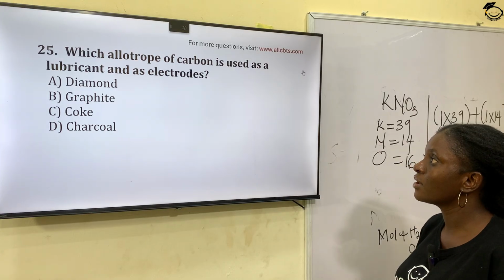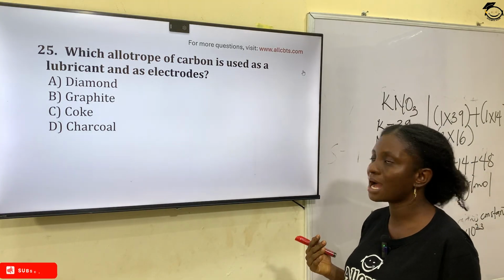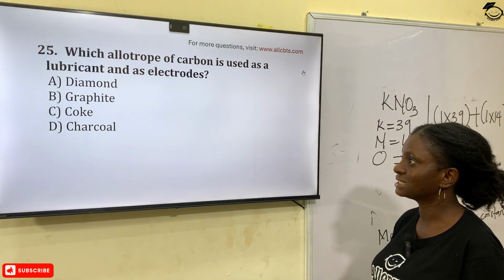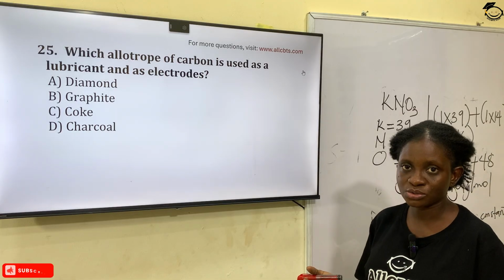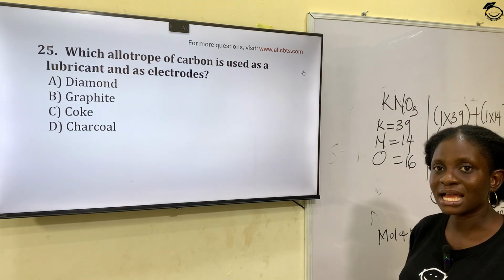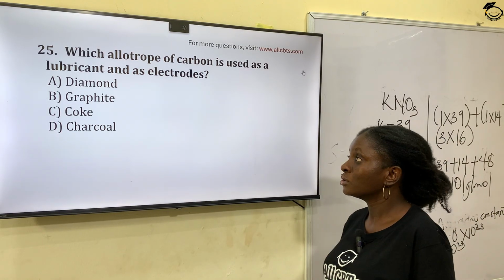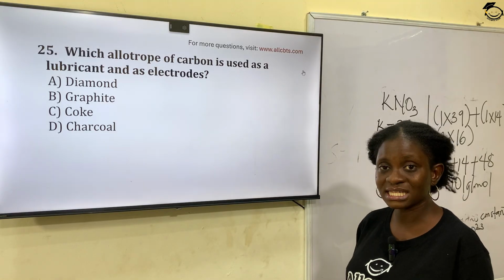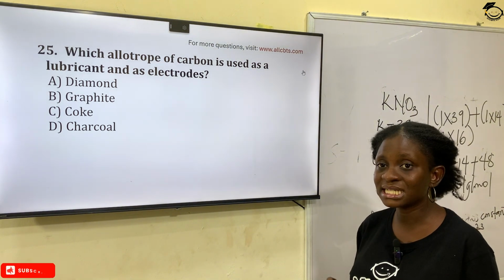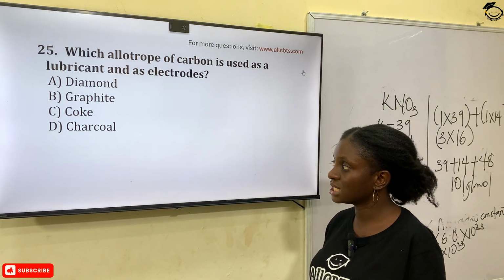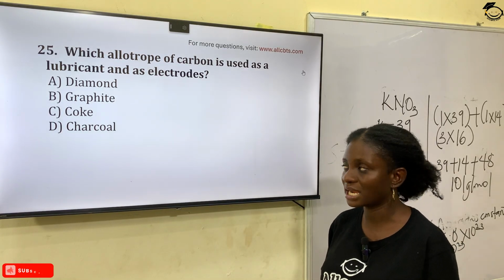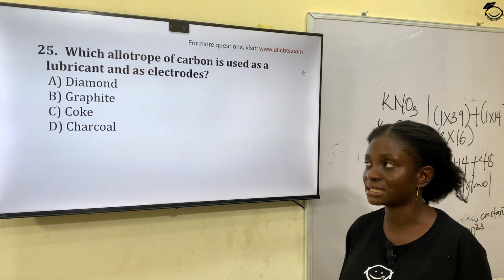Question 25. Which allotrope of carbon is used as a lubricant and as electrodes? So which allotropes of carbon? We have diamond, graphite. Those are examples of allotropes of carbon. So which exactly is used as a lubricant and as electrode? Option A, diamond. B, graphite. C, coke. D, charcoal. The correct answer is graphite. Graphite is used as a lubricant. Option B is the correct answer.